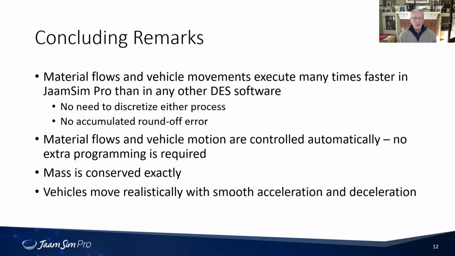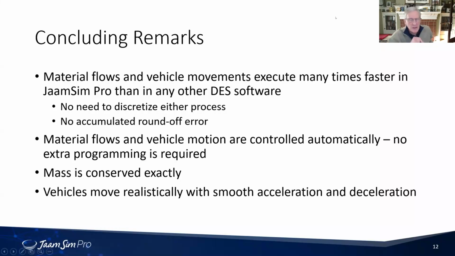The other thing that is unique to JaamSim Pro is that the material flows and vehicle motions are controlled automatically. You don't have to go and write code or create objects to control the material flows. The materials flow start and stop with built-in logic that you just have to provide parameters for. With other software, things can move around, but you've got to have objects that tell them when to start and stop and what to do along the way, which is quite laborious when you start to get into complicated vehicle movement rules.